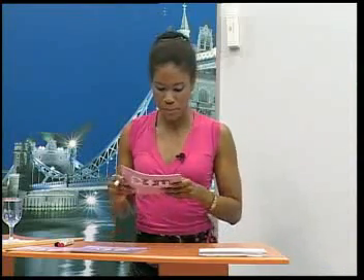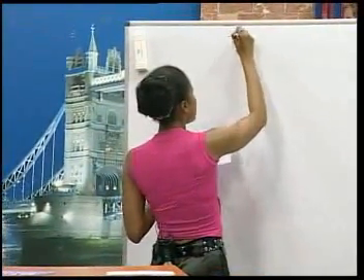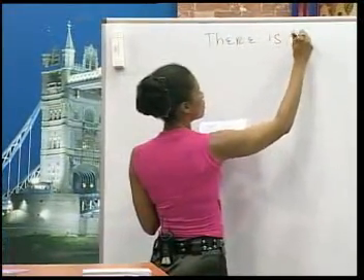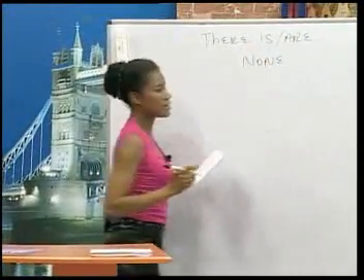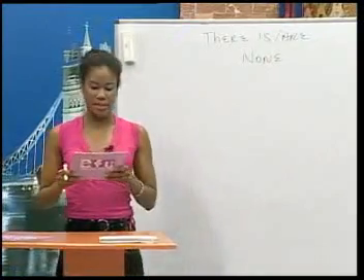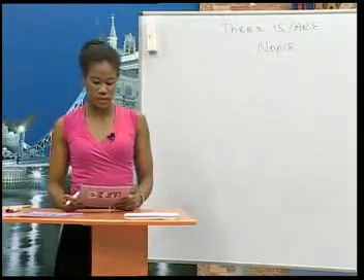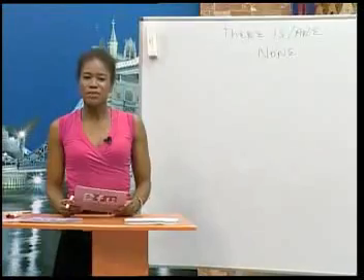So, we notice that we can use any in negative sentences and also questions. Okay, in a negative sentence, any means there is or are none. Okay, so it's used in front of count or non-count nouns. Any can also be used after never.